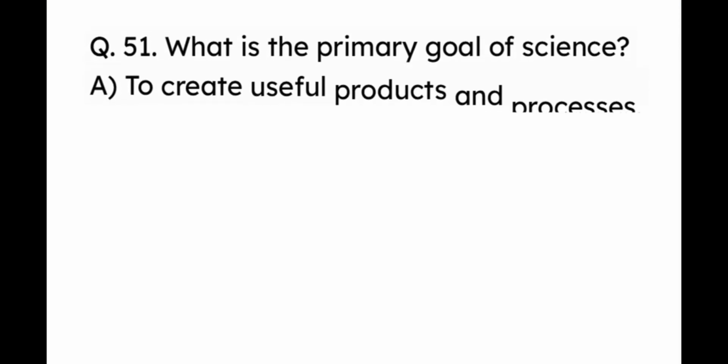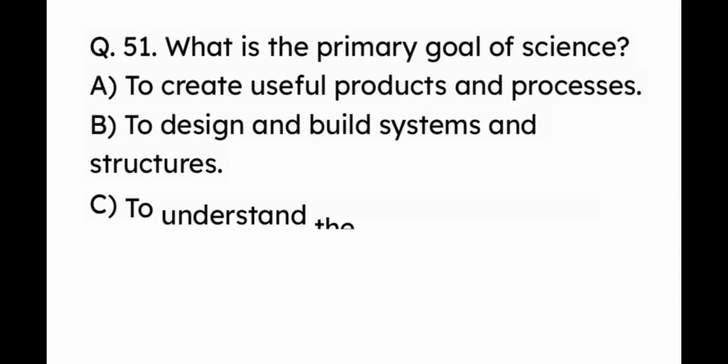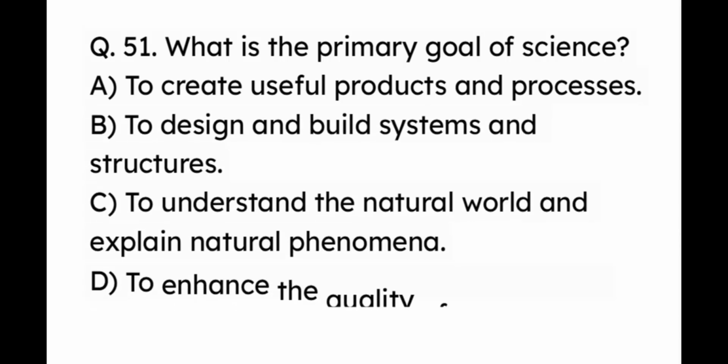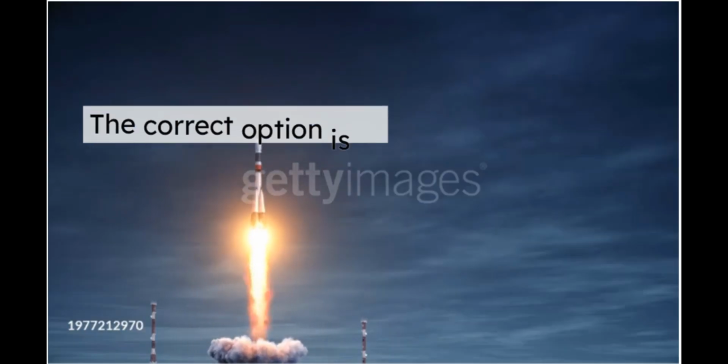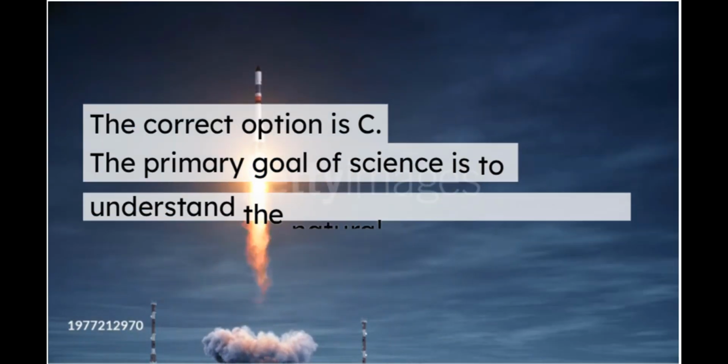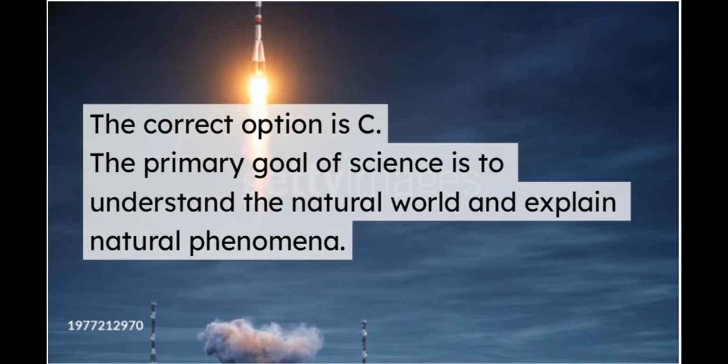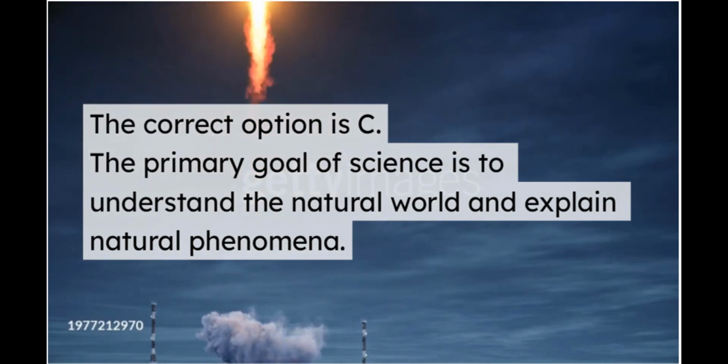Q51. What is the primary goal of science? A. To create useful products and processes. B. To design and build systems and structures. C. To understand the natural world and explain natural phenomena. D. To enhance the quality of life through technological advancements. The correct option is C. The primary goal of science is to understand the natural world and explain natural phenomena.